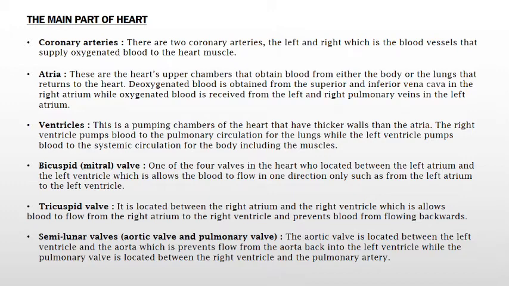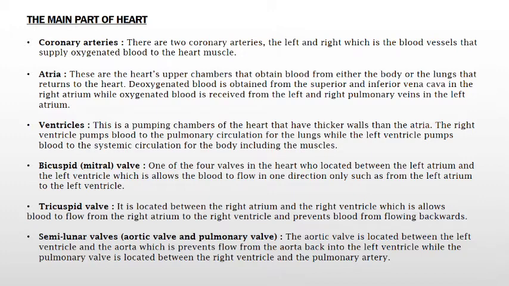Fourth, the bicuspid mitral valve. One of the four valves in the heart, it is located between the left atrium and the left ventricle, and allows the blood to flow in one direction only, from the left atrium to the left ventricle. Fifth, the tricuspid valve. It is located between the right atrium and the right ventricle, and allows blood to flow from the right atrium to the right ventricle and prevents blood from flowing backwards.